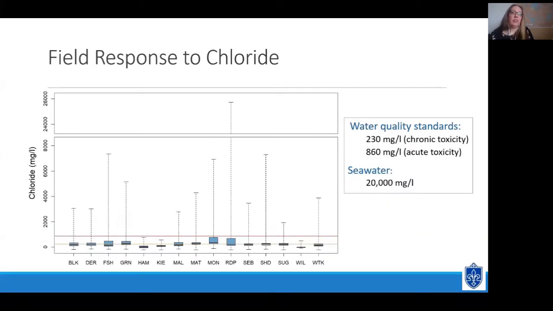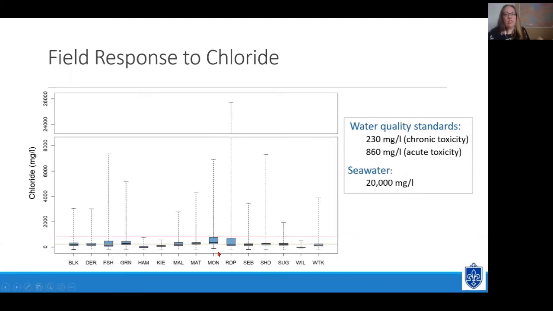So these box plots summarize the 15-minute chloride data over the study period. The thin lines represent the full range of the collected data, so maximum and minimum. The blue boxes represent the interquartile range, or the middle half of the data. And then the horizontal bar inside of each blue box represents the median concentration. So half of the collected data were above this and half were below.